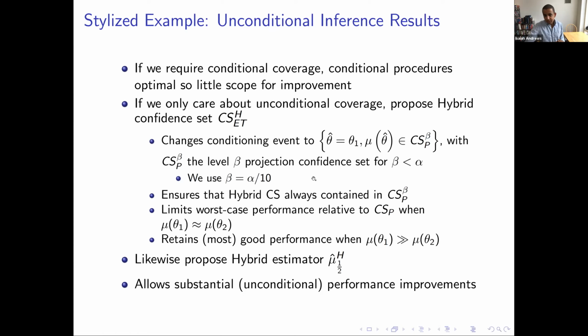Changing the conditioning event in this way has the effect of ensuring that the hybrid confidence set always lies within the level beta projection confidence set, and so limits the worst case performance relative to the projection confidence set in this case where the two treatments are roughly the same, roughly equally effective, while retaining most of the good performance of the conditional approach when one treatment is much better than the other.